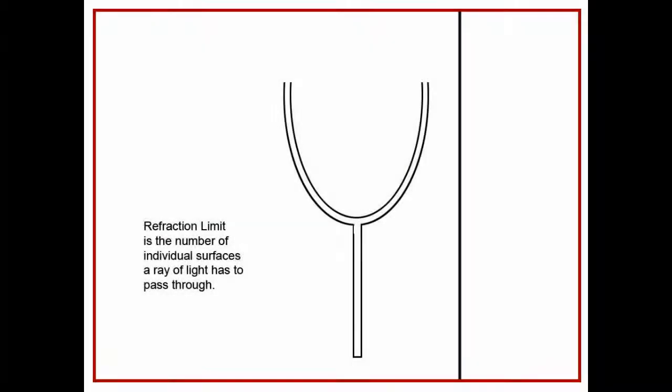And what this refers to is the number of surfaces that a ray of light has to pass through in order to refract properly. For an observer looking through this goblet at an opaque surface, there would be 4 distinct surfaces that this ray of light would have to pass through. Once it reflects off of the opaque surface, it would have to pass through the same 4 surfaces again, meaning that we would need to set our refraction limit at 8.